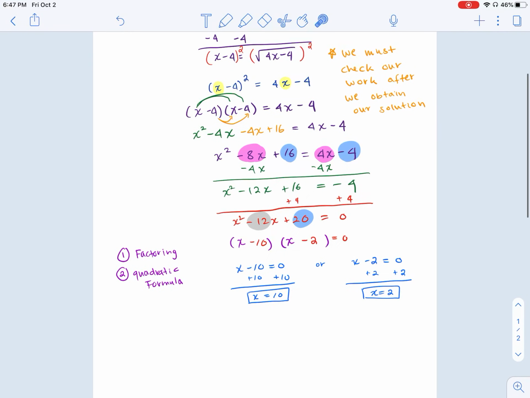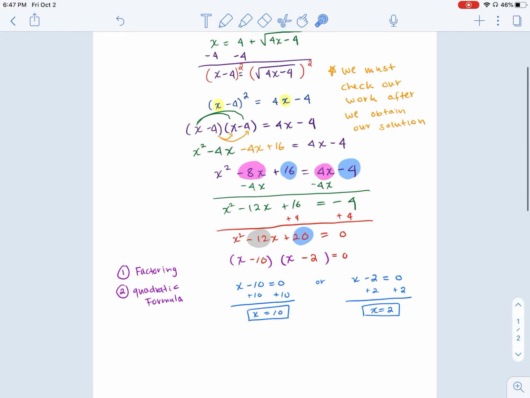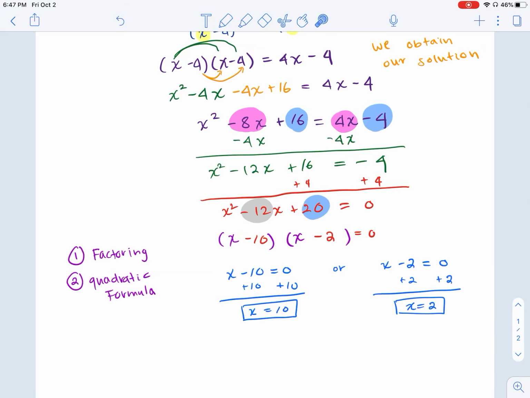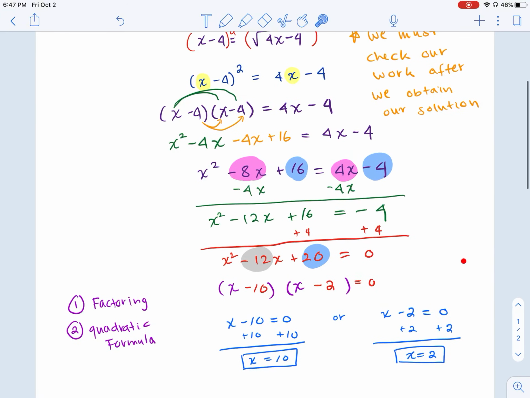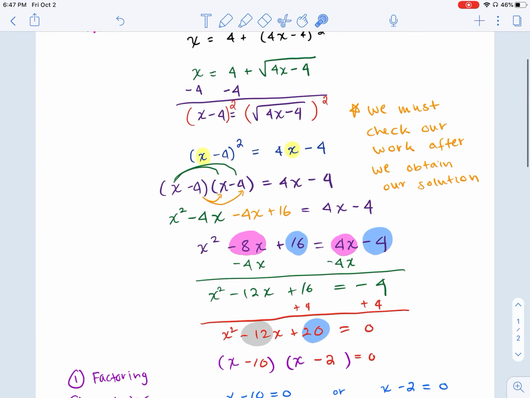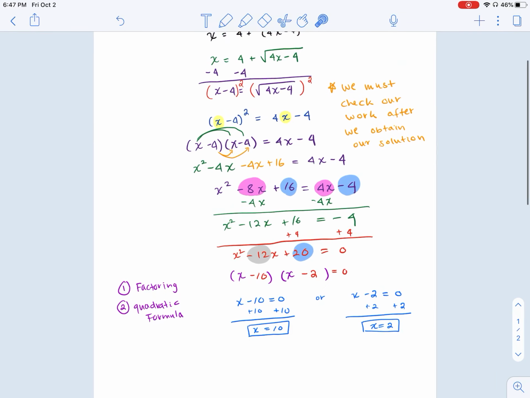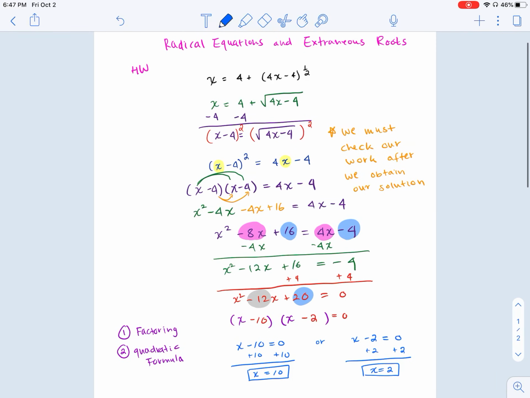However, I do want to go back to the star, the note I left myself. Because we did an exponent of 2 to both sides, we have to consider, are both of these solutions really true for the original equation? So it might be true for the equation that we created here, but we want to take it way back to the original equation to check. So let's first plug in 10, and then we can plug in 2.